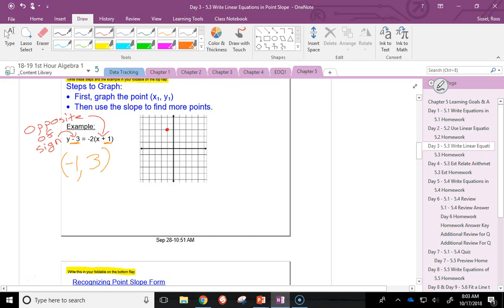Our second step to graph is use the slope to find more points. Well, our slope is negative 2. Remember, if it's negative 2, as a fraction, that's 2 over 1. So rise over run. So I'm going to go 1, 2, and then 1. My point's going to be that. I should use that so you can see that point again.